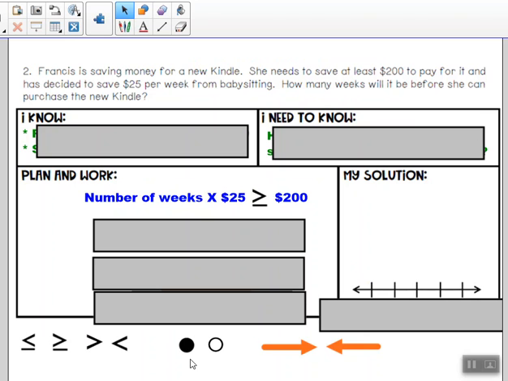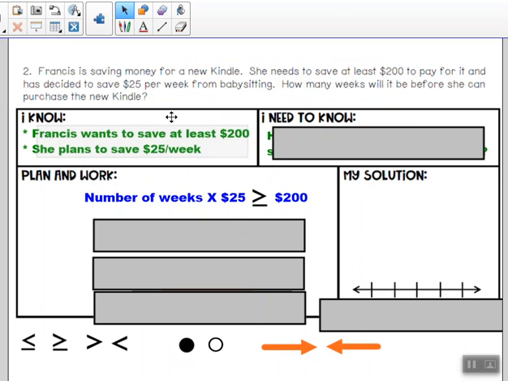All right, number 2. Frances is saving money for a new Kindle. She needs to save at least, there's some key words, at least 200 bucks to pay for it, and has decided to save 25 bucks per week from babysitting. How many weeks will it be before she can purchase the new Kindle? Well, we know a couple things. She wants to save at least 200 bucks, and her plan is to save $25 a week.